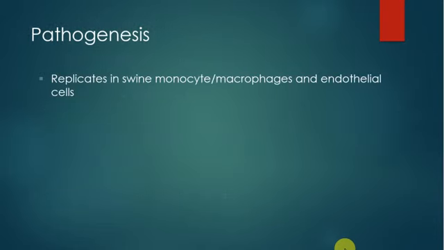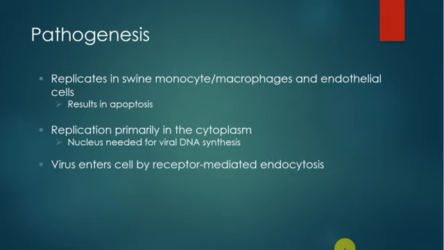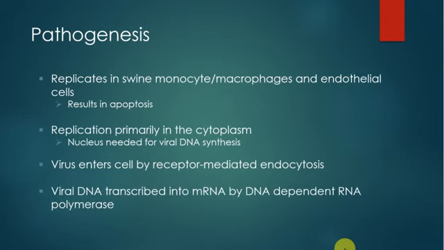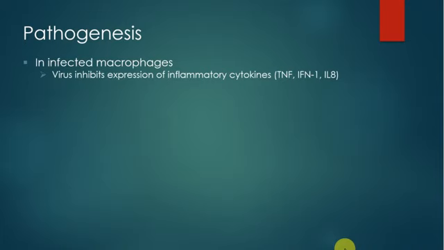The pathogenesis of the virus. It mainly replicates in swine monocytes and macrophages and also endothelial cells. And this will result in apoptosis of those cells. That's why you see that hemorrhagic fever, you see lethargy, vomiting, diarrhea. It replicates primarily in the cytoplasm, but it does rely on the DNA synthesis from the host to get those virulence factors. It goes into the cell by receptor-mediated endocytosis. And then the virus DNA is transcribed into mRNA by DNA-dependent RNA polymerase. The way it does cause disease, it inhibits expression of inflammatory cytokines in the cell, so it decreases the immune response of the host.